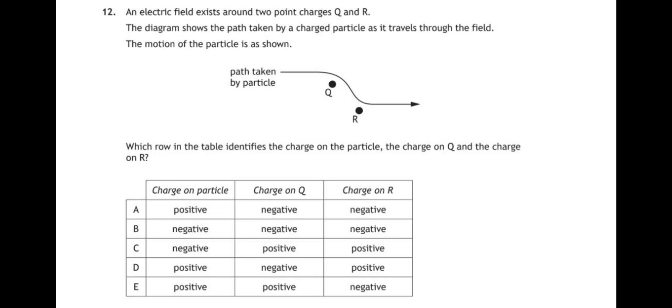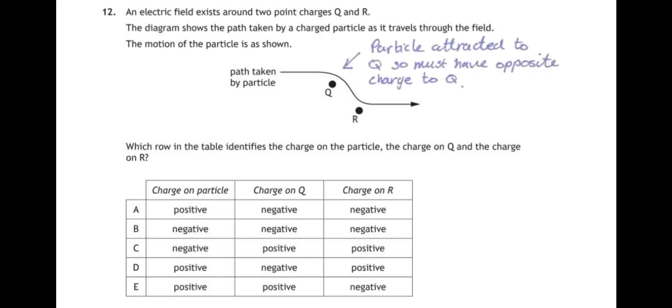So we can see here the particle is moving from left to right across the screen, and then it comes into the electrical field provided by Q. And you can see it's deflected by Q by being pulled towards Q. Since the particle is attracted to Q, it must have the opposite charge to Q. So whatever charge the particle has, if the particle is positive, then Q must be negative, or if the particle is negative, Q must be positive.